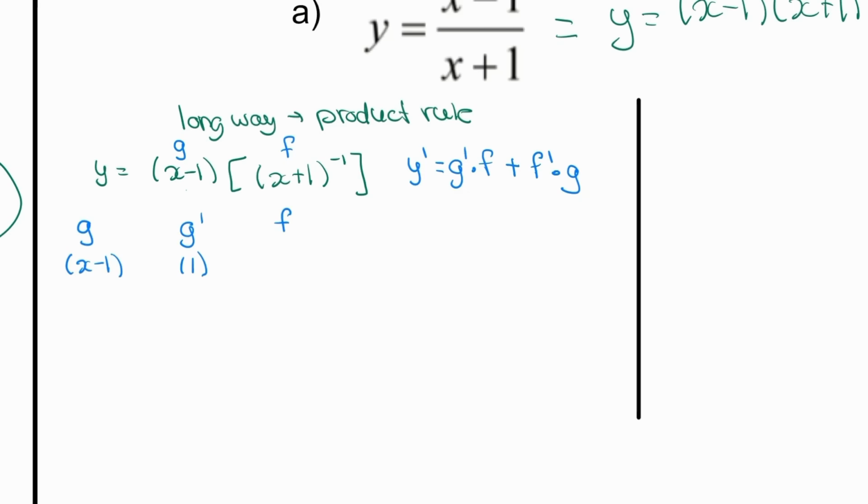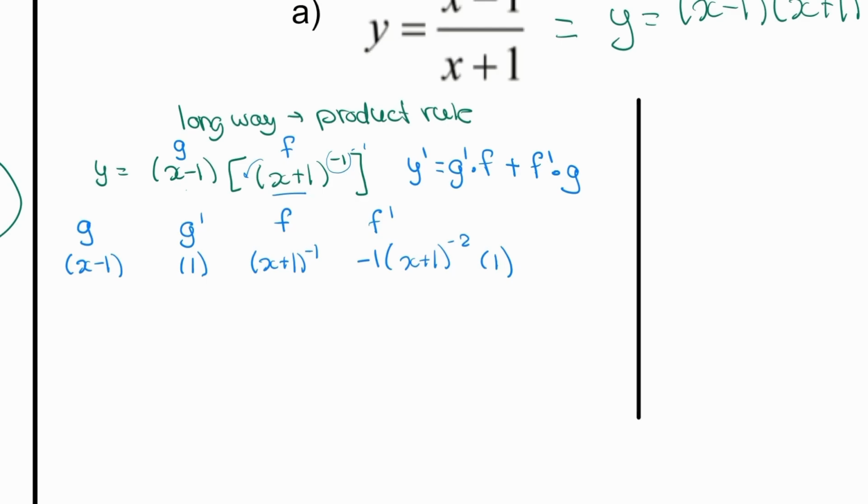My F value is all of this right here, so (x + 1)^-1. Now, my derivative of this is going to be -1, because I'm bringing the power down to the front, so -1 times (x + 1). -1 minus 1 gives me now to the power of -2. And then remember, I have to multiply that by the derivative of what's on the inside, and the derivative of what's on the inside in this case is just 1.